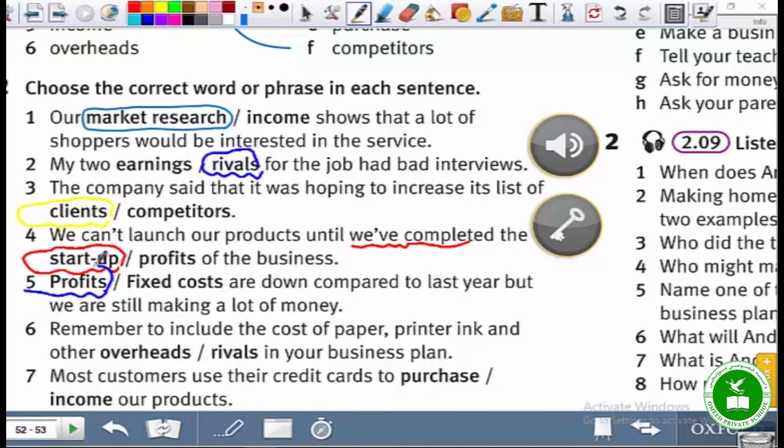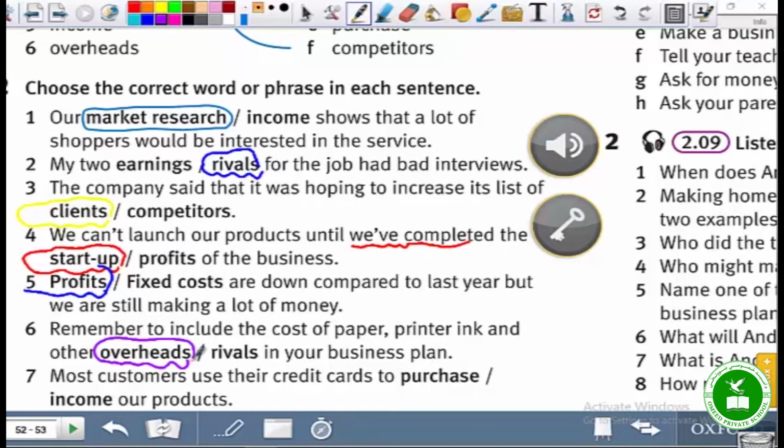Remember to include the cost of paper, printer ink, and other overheads in your business plan. Yes, not rivals. It is overheads. Okay? It's overheads, the best answer.